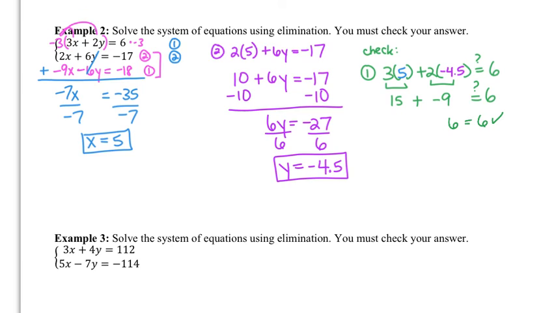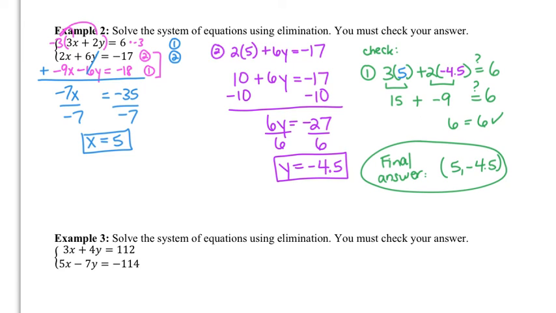So we are correct. So as always, our final answer is going to be written as a coordinate point. X comes first, so it'll be 5, comma, negative 4.5. And that's it for example number 2.